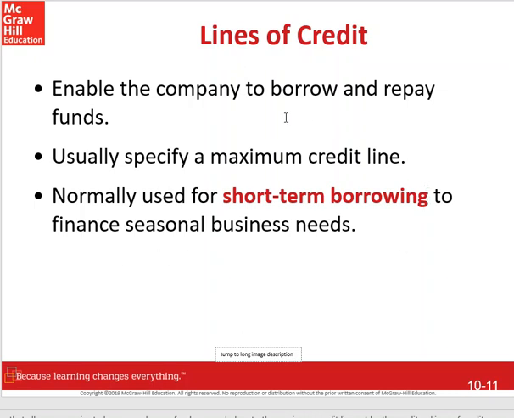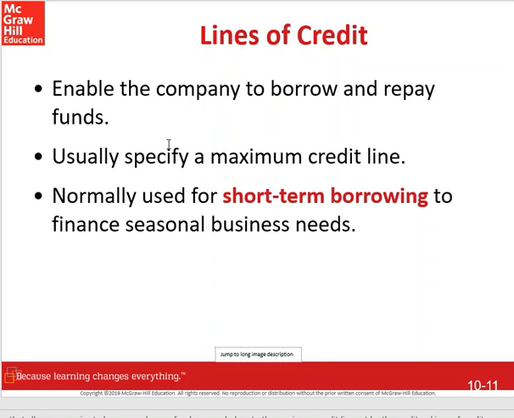So the idea with a line of credit is that it enables the company to borrow and repay funds as they have cash available. So they borrow only when they need the money, and then they repay it when they have the funds to do so. In the meantime, they just have to keep up with the interest payments. But being able to borrow and repay as you are capable can allow you to manage that outstanding principal balance and ultimately keep the interest expense down. So that's the idea with the line of credit.